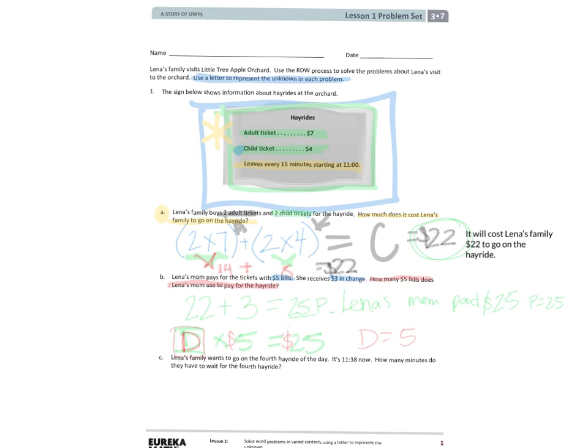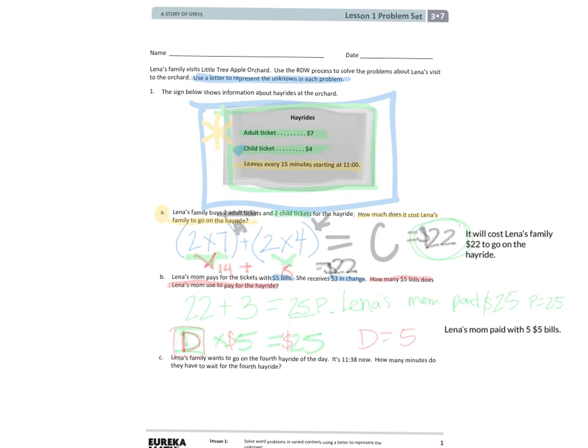So my answer is, say, Lena's mom paid with $5 bills. And then that is the answer to letter B.